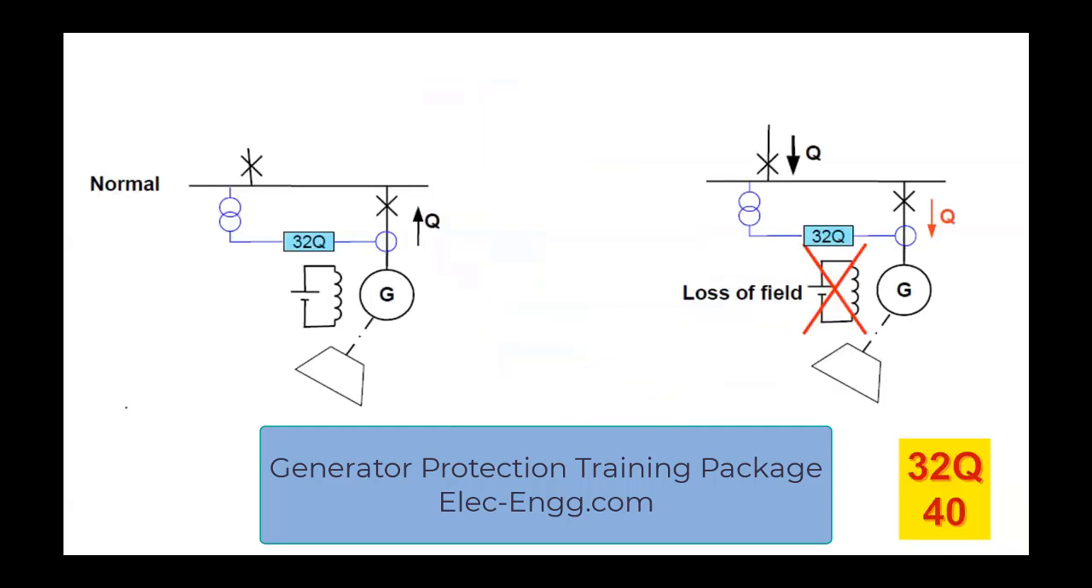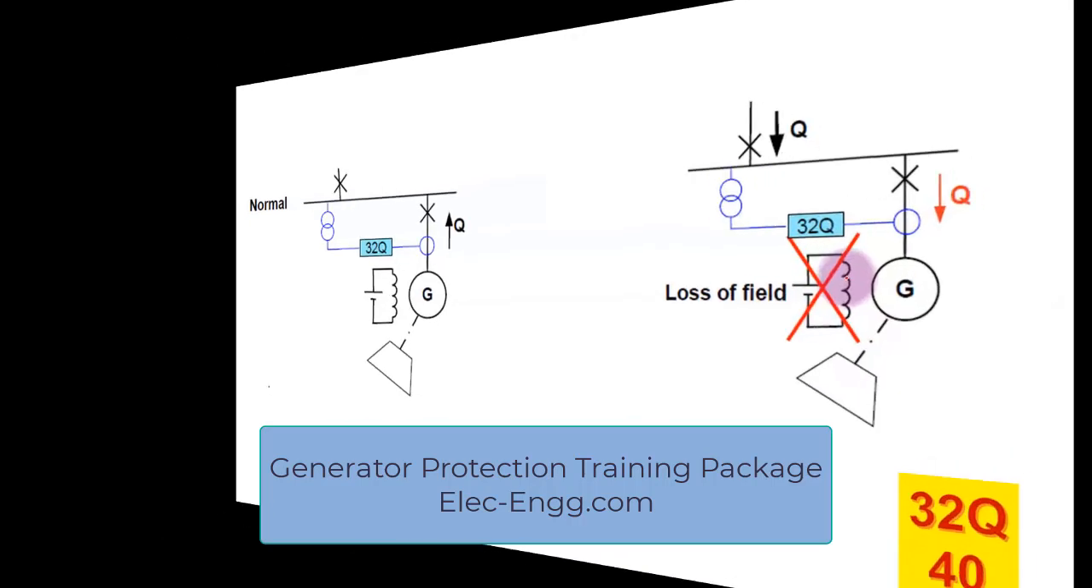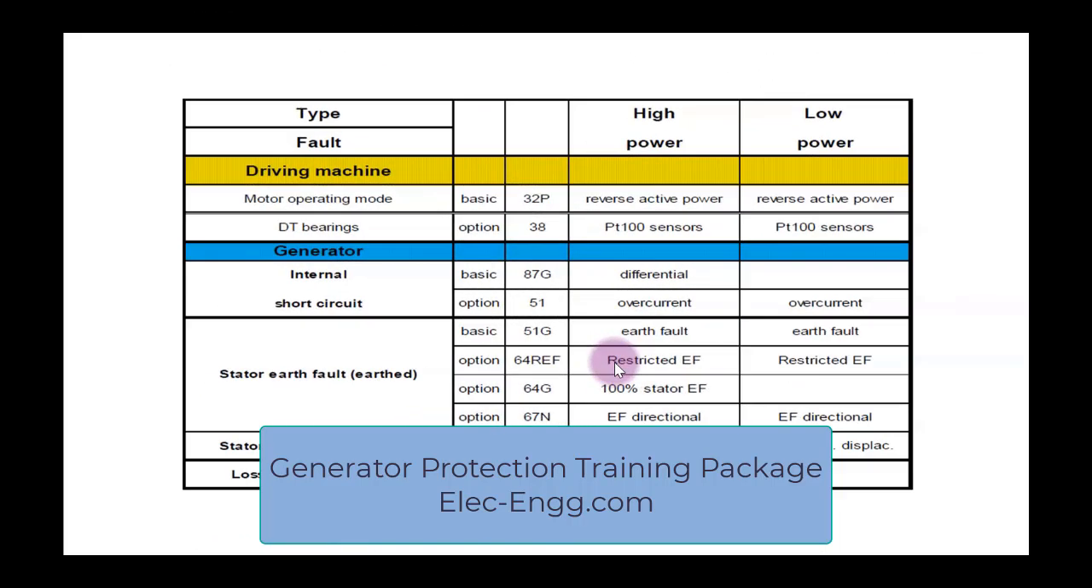Okay, let's go to the next fault, which is due to the loss of field failure in the connection, because the cost of the generator is very high and we don't want to damage the generator. If any earth fault happens in the stator, we need to detect it as soon as possible, and we need to isolate the generator as soon as possible.